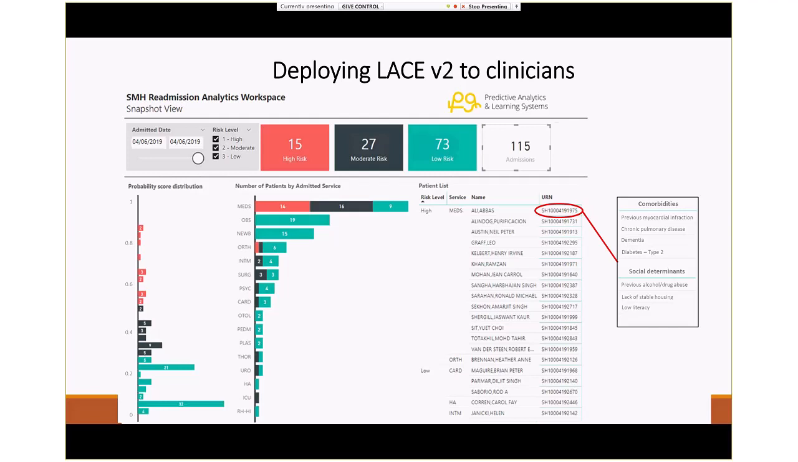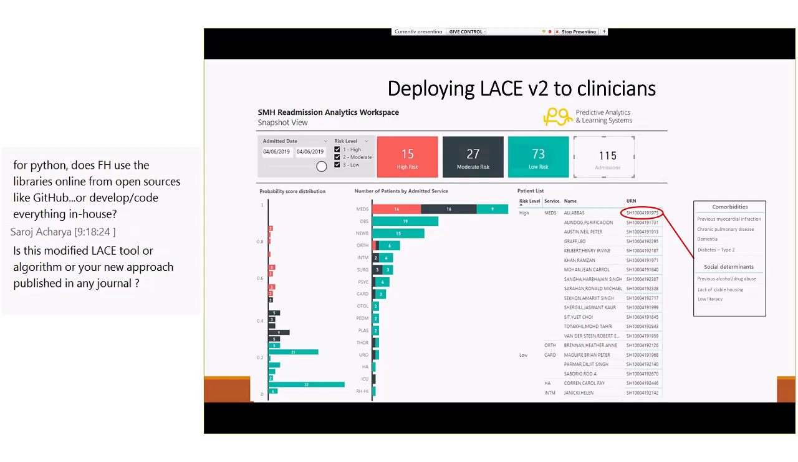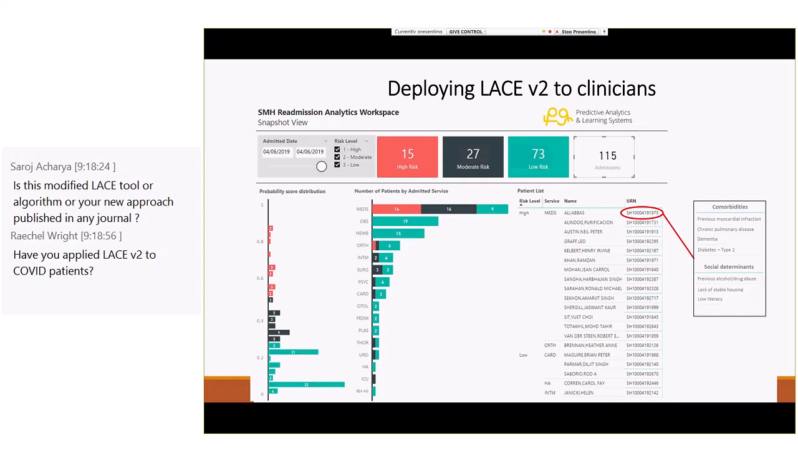And then we can also tell them where they are located, are they in the medicine unit, and also who those patients are. We also have a linkage to each patient record so that it's not just showing where they are located, but also the reason why those patients are flagged. As an example, patient Abbas is flagged as high risk for readmission because he previously had a myocardial infarction. He also has a chronic pulmonary disease. He has dementia and type 2 diabetes, so a very frail individual. And he also has previous alcohol and drug abuse, does not have safe, stable housing, and has low literacy.